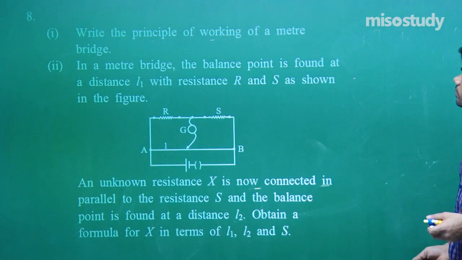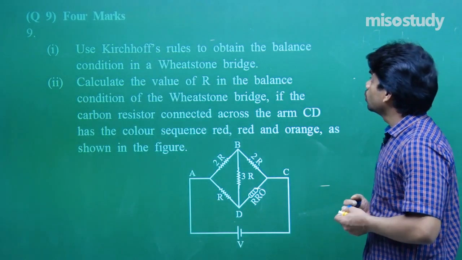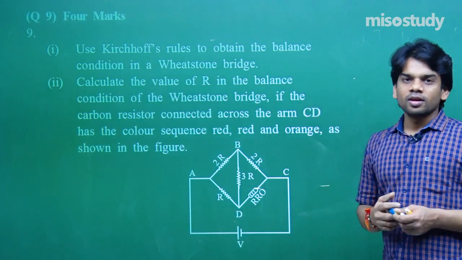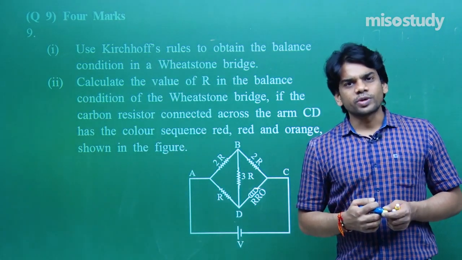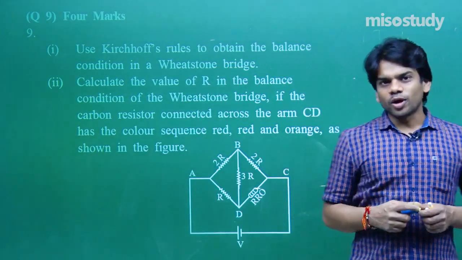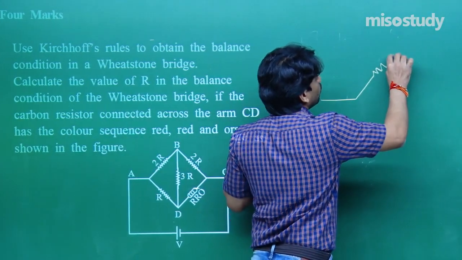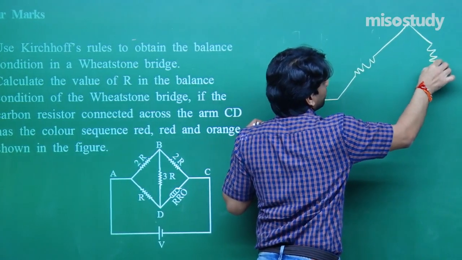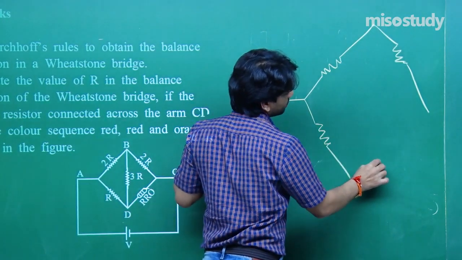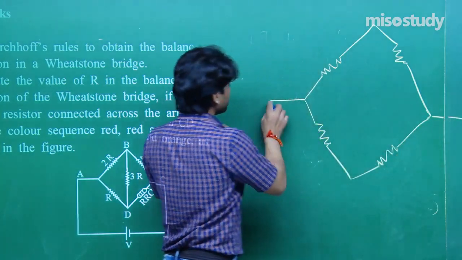Next question we have, the ninth one: use Kirchhoff rules to obtain the balance condition in a Wheatstone bridge. Now, it's very simple. In the Wheatstone bridge, the Kirchhoff rule, as I have already shown in the class, is that you have to form loops and apply Kirchhoff rules everywhere to obtain the net result. See, first of all, it's a balanced case. Understand, it's a balanced case.